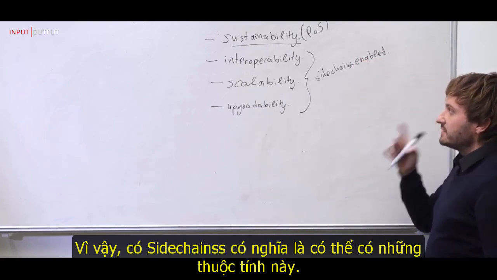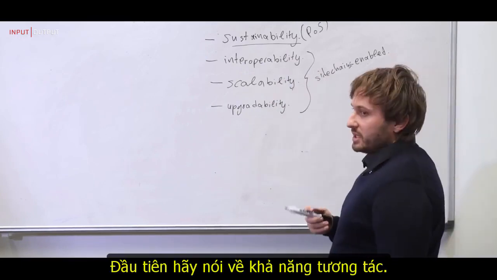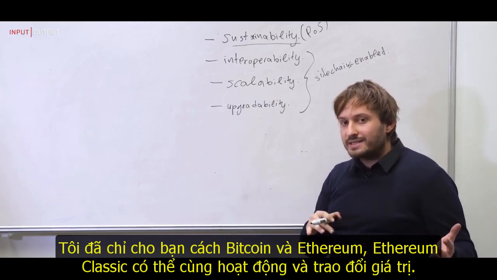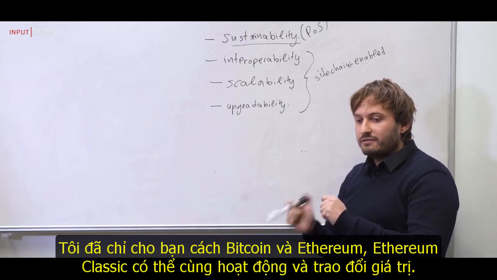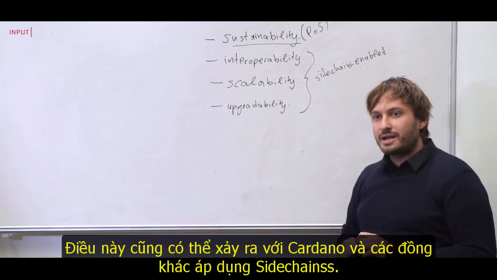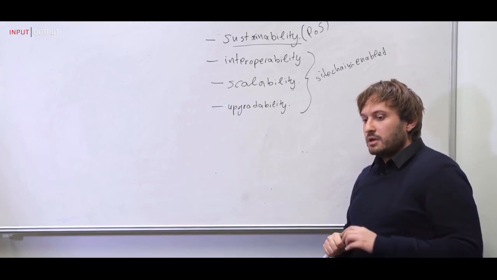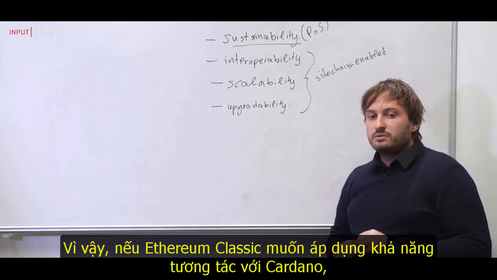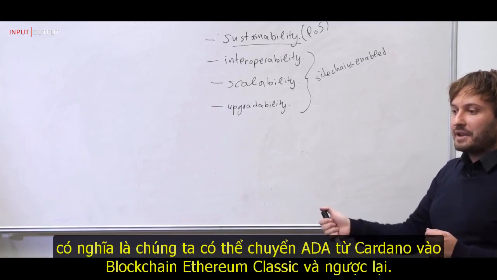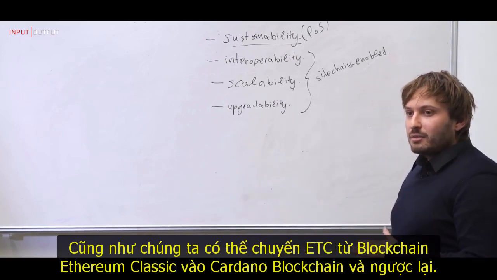So having sidechains means that we can have these properties. Let's talk first about interoperability. Now, I've already shown you how Bitcoin and Ethereum or Ethereum Classic could work together and have value exchanged between them. This is something that could happen as well with Cardano and other coins that are willing to adopt the sidechain features. So if Ethereum Classic wanted to adopt the ability to interoperate with Cardano, then that means that we could move ADA from Cardano into the Ethereum Classic blockchain and back, but also vice versa.